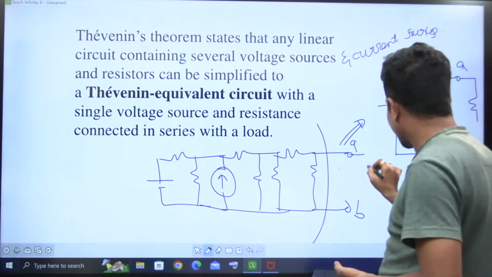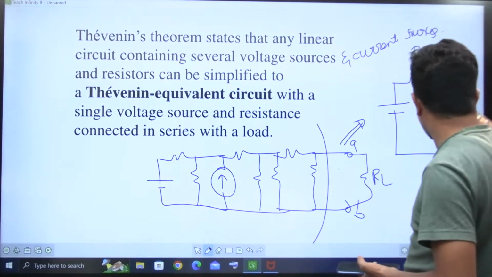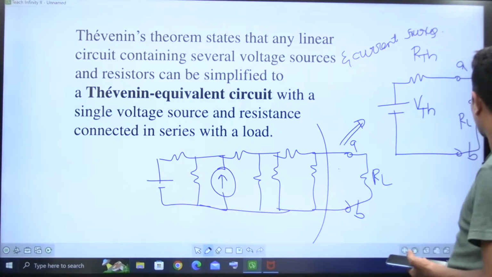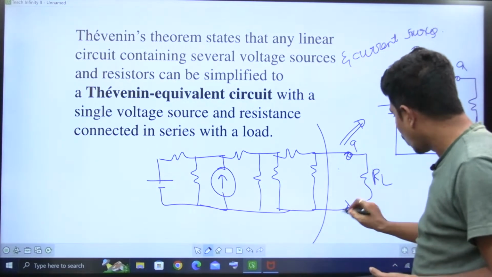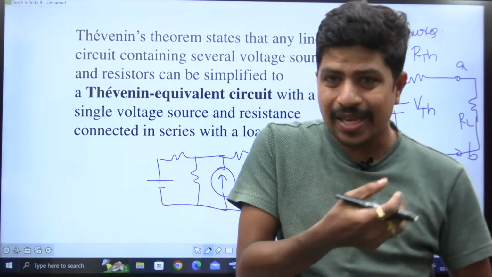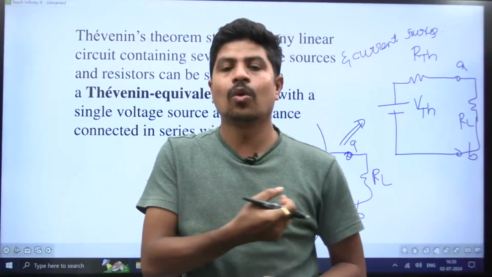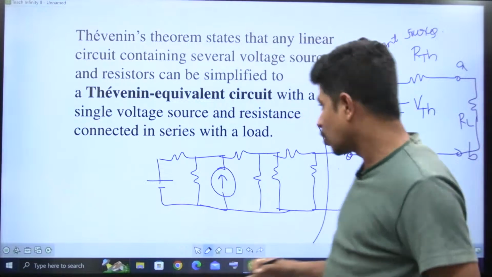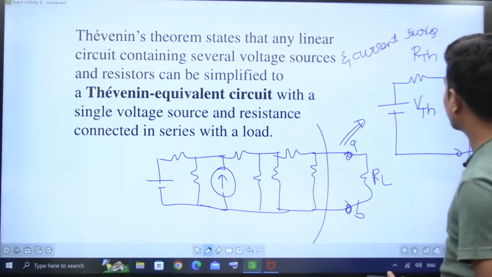Suppose here I am connecting some load, R load. The same R load is connected here. At whichever terminals you want to observe the Thevenin's equivalent, whatever load resistance is there, you remove it, then the total circuit you get in this form, and then you connect the load.